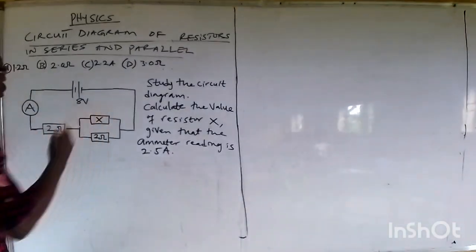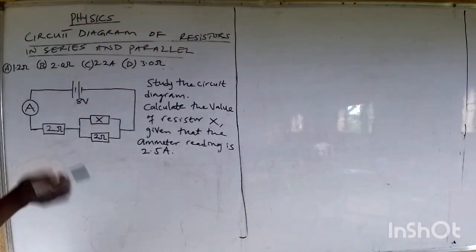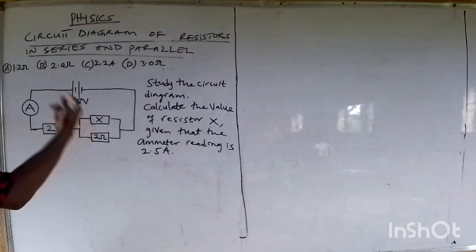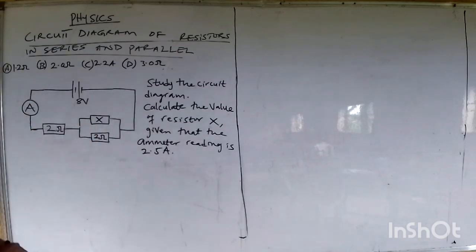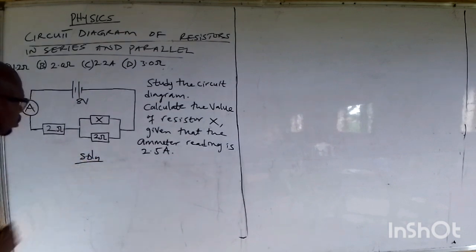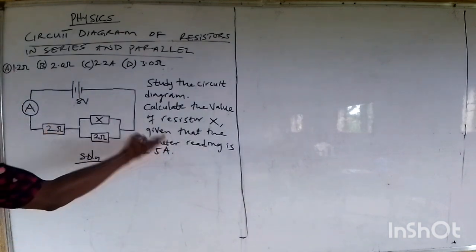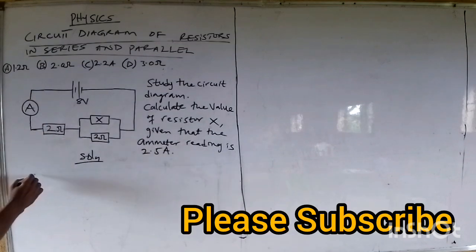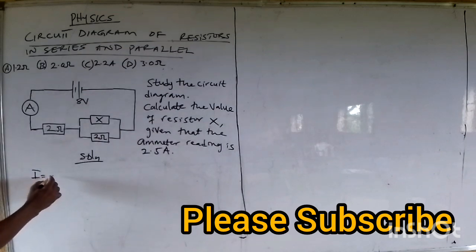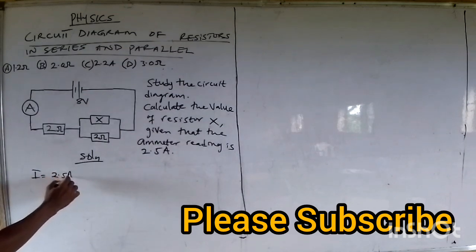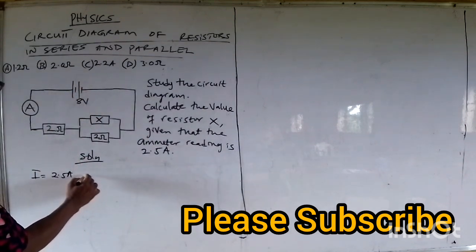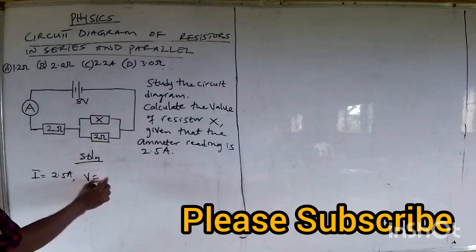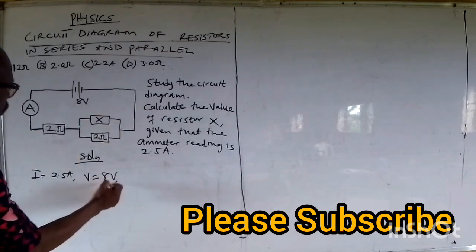Once we have a circuit like this, the first question we'll ask ourselves is how to resolve both the ones in series and the one in parallel. So, solution. Now we have the ammeter reading. Of course, the ammeter reading is the current flowing through the circuit. Current flowing through the circuit is 2.5 ampere. Now the voltage or potential difference, which is V, in the entire circuit is 8 volts.